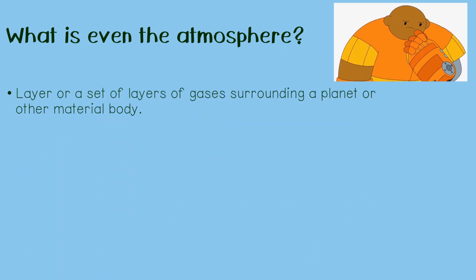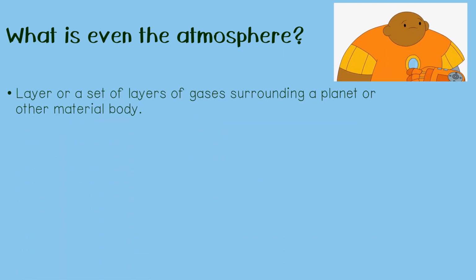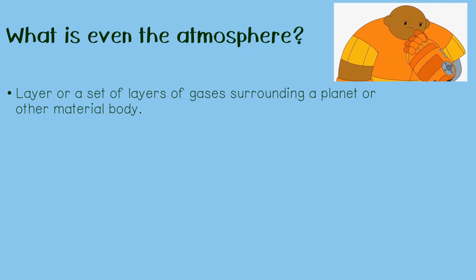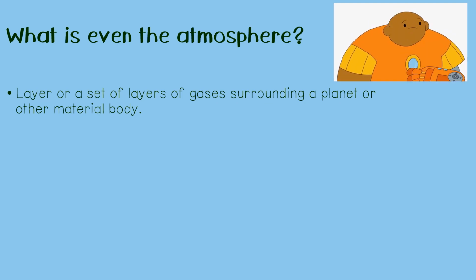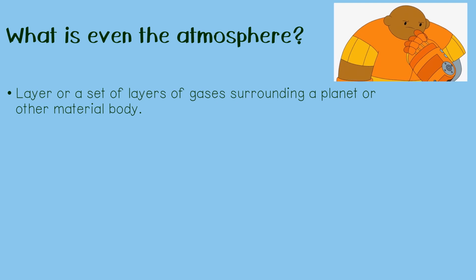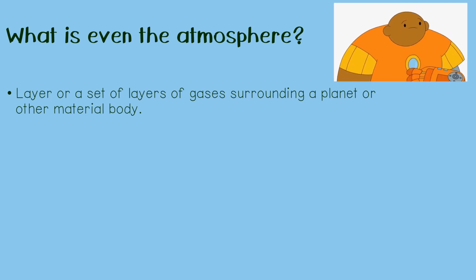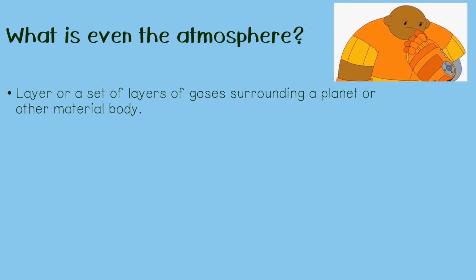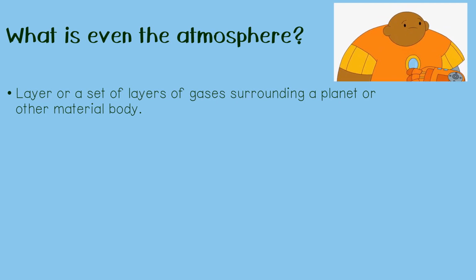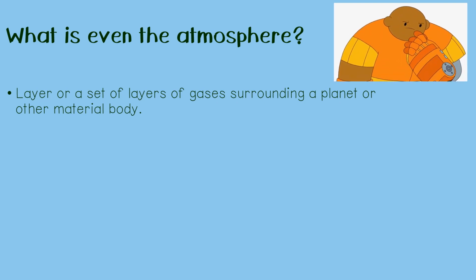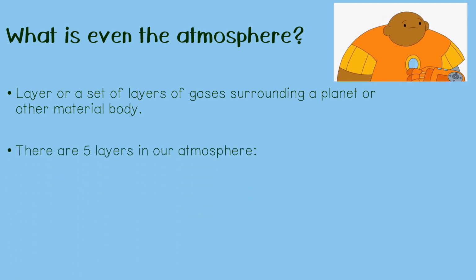All right, so the atmosphere is a layer or a set of layers of gases surrounding a planet or other material bodies. If you looked on Schoology, I have provided you with fill in the blank notes. As we are going through this video, make sure you are filling in the blanks for your notes. So there are 5 layers in our atmosphere.